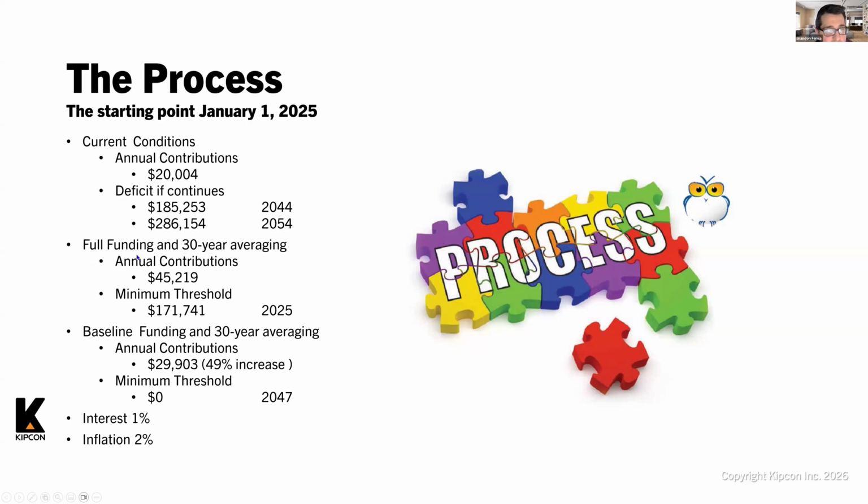Full funding, in this instance, the annual contribution was $45,000 a year. In full funding, the least amount of money that they would have over the 30 years would be $171,000. So you can see that that's a pretty hefty cushion, if you want to call it that.